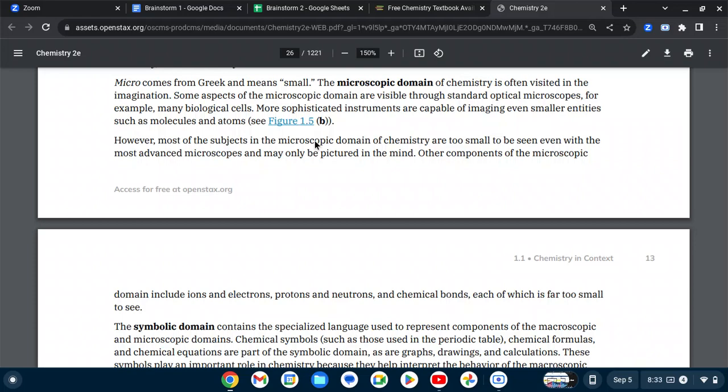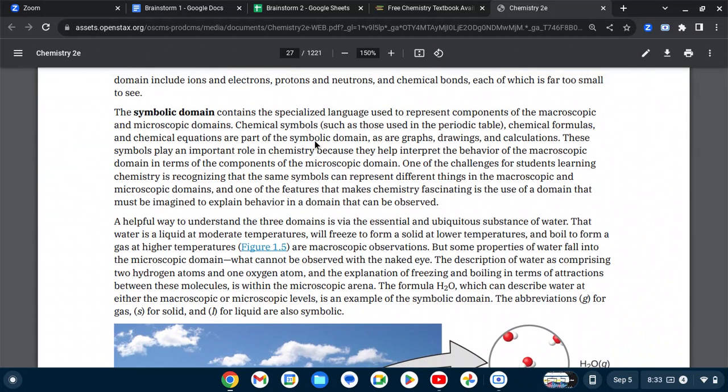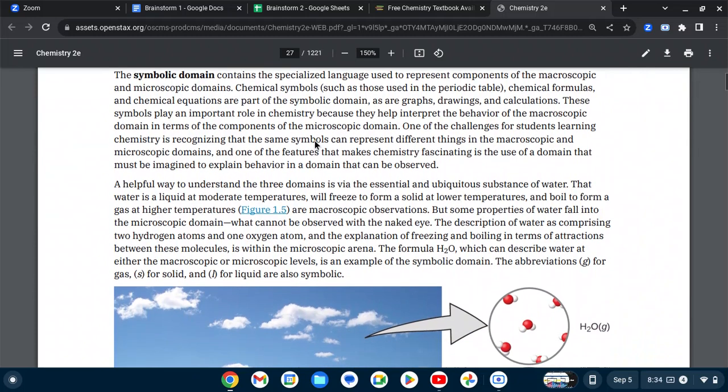Other components of the microscopic domain include ions, electrons, protons and neutrons, and chemical bonds, each of which is far too small to see. The symbolic domain contains the specialized language used to represent components of the macroscopic and microscopic domains. Chemical symbols, chemical formulas, and chemical equations are part of the symbolic domain, as are graphs, drawings, and calculations. These symbols play an important role in chemistry because they help interpret the behavior of the macroscopic domain in terms of the components of the microscopic domain.